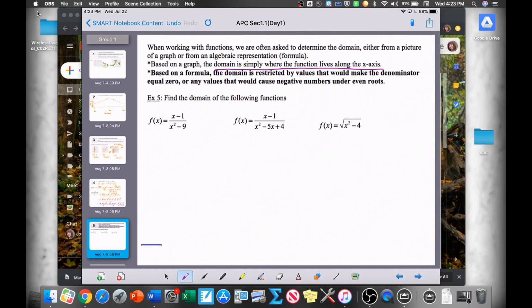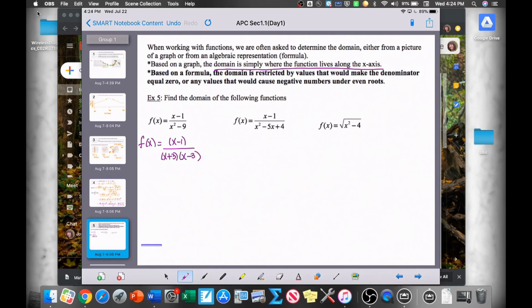This is often going to require some factoring. So in our first example, we've got f of x equals x minus 1 as our numerator. That can't be factored, so we're just going to have x minus 1 on the top. On the bottom, x squared minus 9, that's a difference of squares, right? So that factors into x plus 3 times x minus 3.